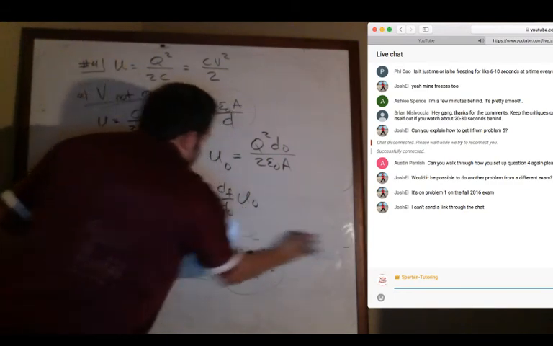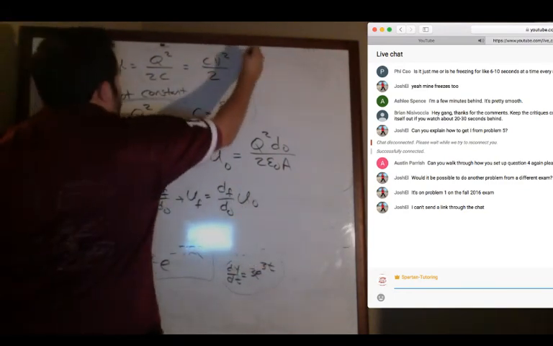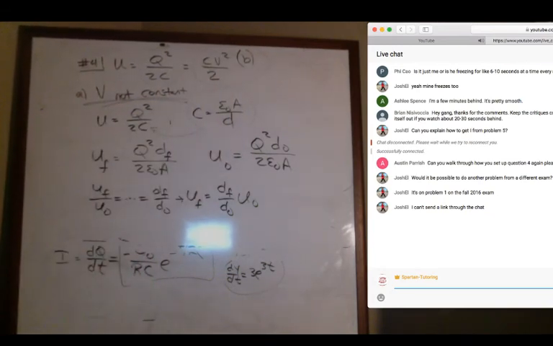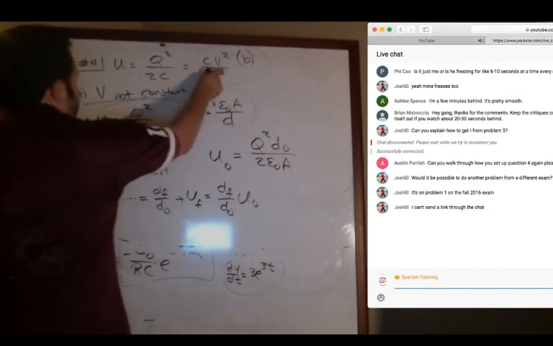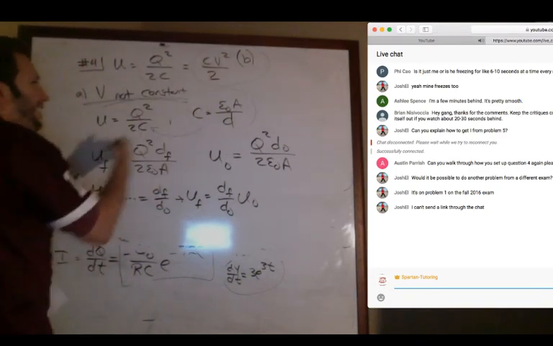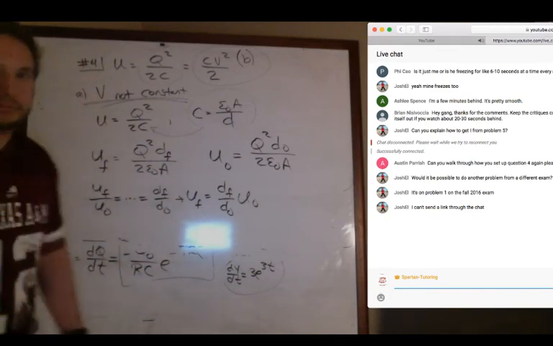And then for part B, I did the exact same thing, except I used CV squared over 2, because in part B it said that the voltage stayed the same. Because the voltage stayed the same, that's why I used this one. I kept something that was constant both at the beginning and at the end. And it was the exact same process.